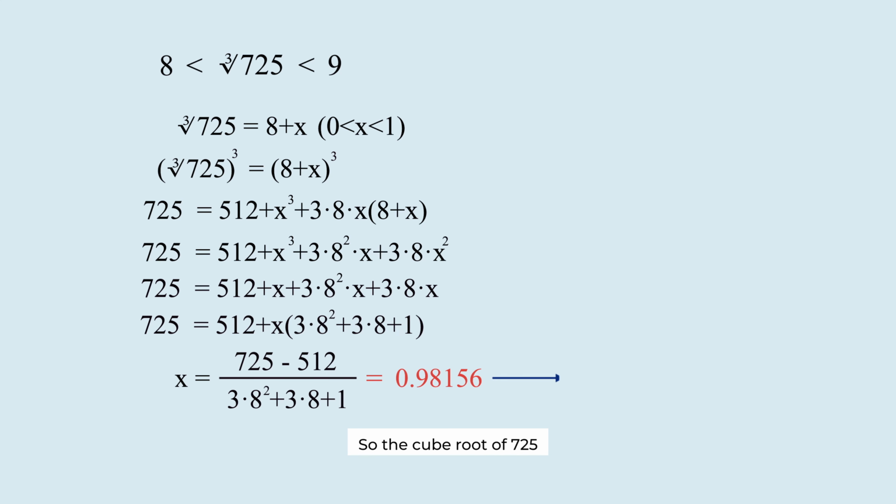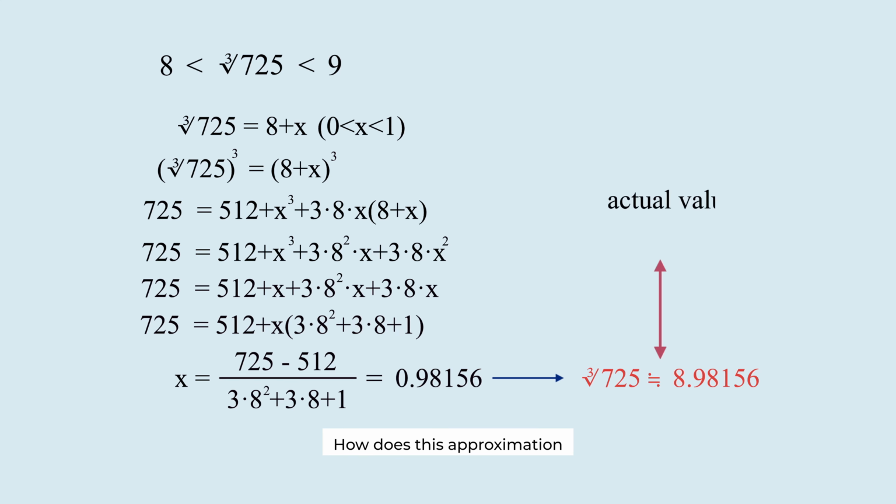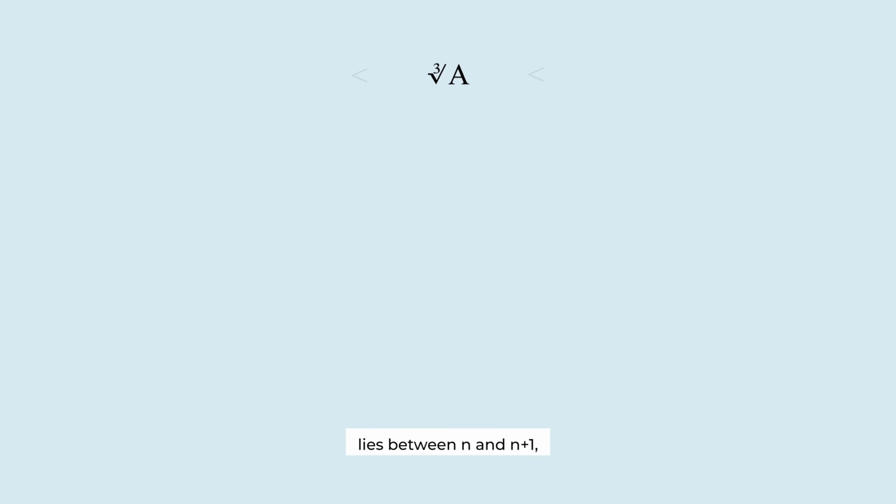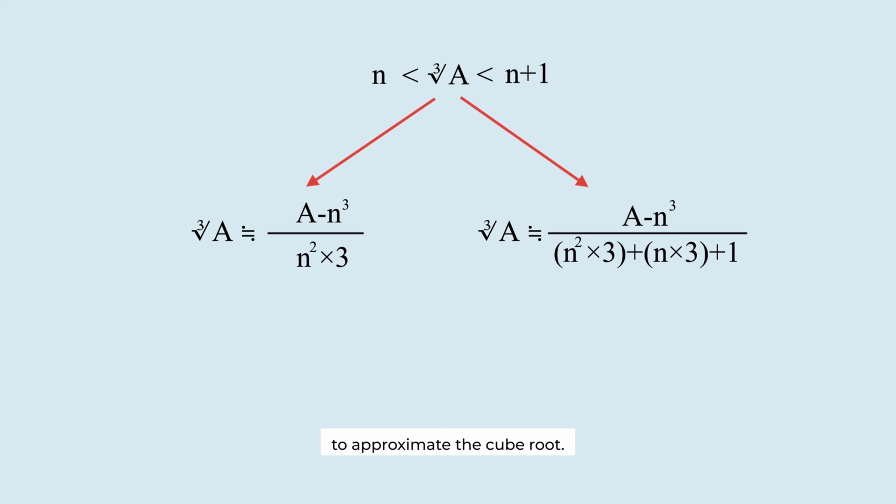0.98156. So, the cube root of 725 is approximately 8.98156. How does this approximation compare to the actual value? Surprisingly, it's accurate to the second decimal place. The accuracy has improved. If the cube root of a lies between n and n plus 1, use one of the two formulas to approximate the cube root.